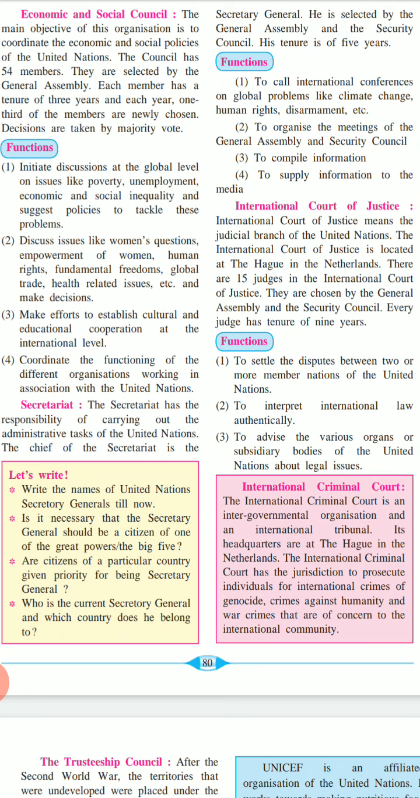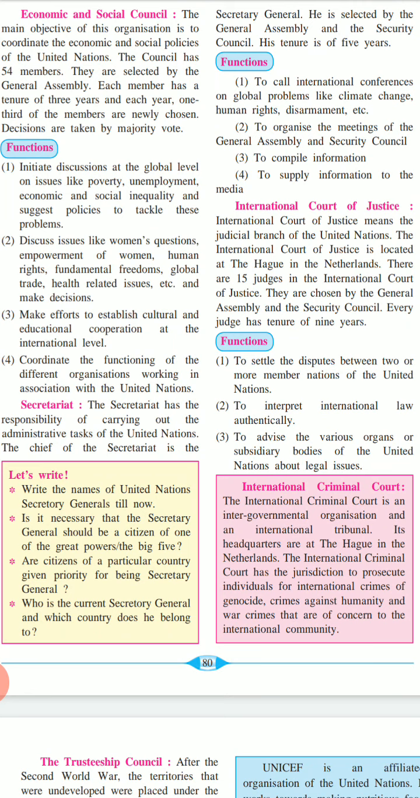International Court of Justice. The International Court of Justice means the judicial branch of the United Nations. It is located at the Hague in the Netherlands. There are 15 judges in the International Court of Justice. They are chosen by the General Assembly and the Security Council. Every judge has a tenure of 9 years.